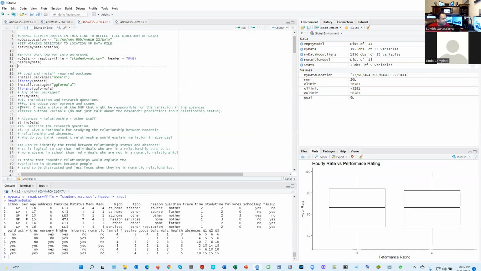So then we have some libraries over here. Then the first question: introduce your purpose and scope. Create a story of the DGP that might be responsible for the variation in absences. Why are the absences varied? Because we thought of that kind of relationship, that's the major thing we took into account. There might be other factors that affect the absences too, but at the primary stage we're going to take only this one.